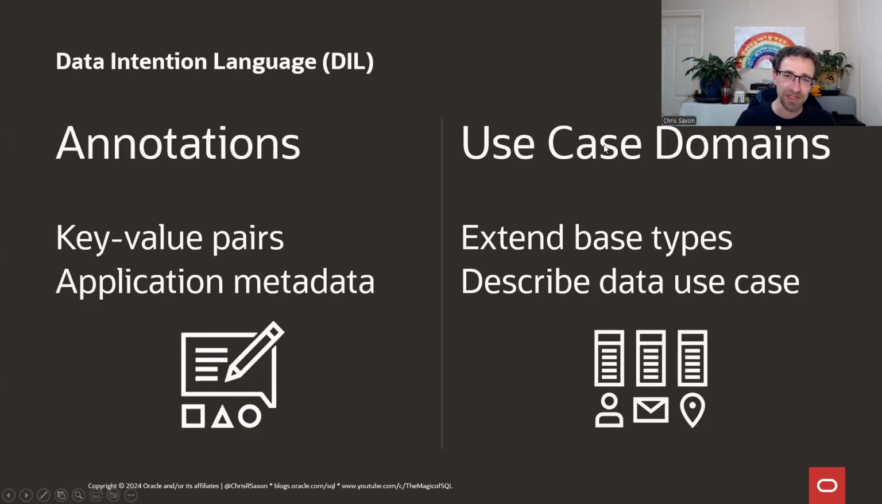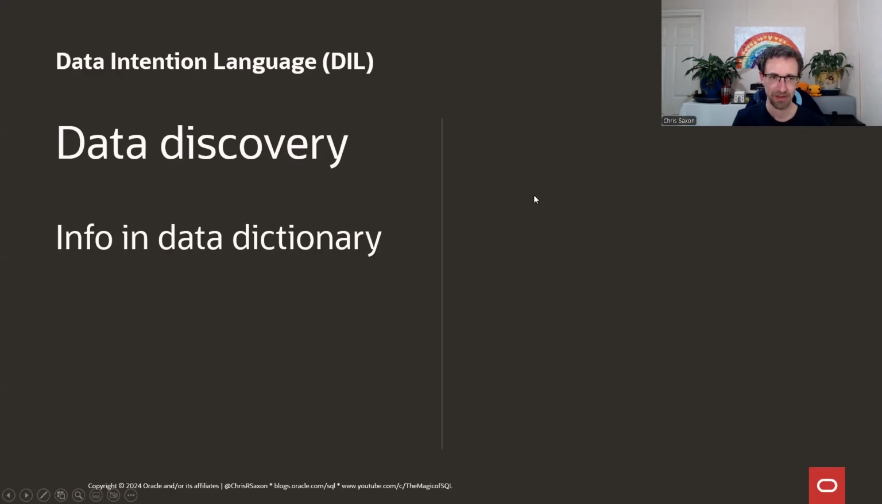Data use case domains, on the other hand, have a data type at a minimum, but they can also enforce other properties to represent that use case. Things like constraints, default values, whether it is mandatory, rules for displaying and sorting those values. So annotations are just information and do nothing in the database. Use case domains extend the data type with properties to make sure it is actually enforced in the database.